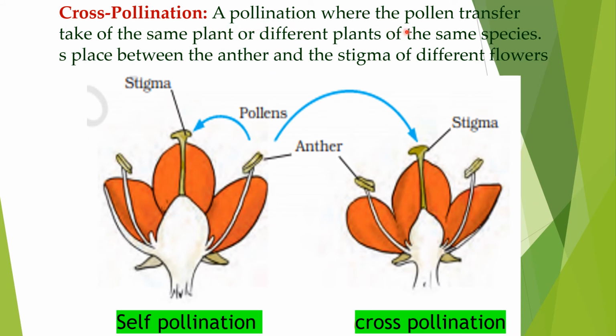It is a pollination where the pollen transfer takes place between the anther and the stigma of different flowers, of the same plant or different plants of the same species. This is the anther, this is the stigma. Pollen transfers from this anther to the stigma in this same flower. This is self-pollination. And this is cross-pollination. The pollen grains go from the anther to another flower's stigma. This is called cross-pollination.